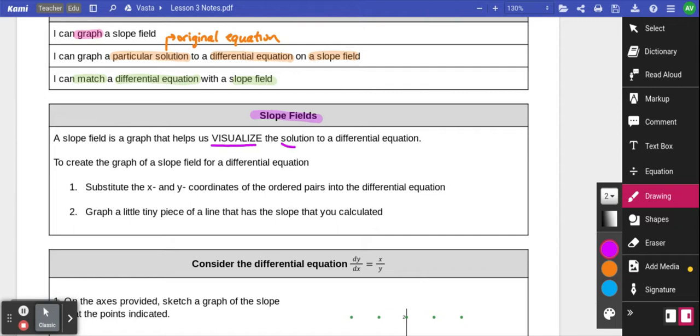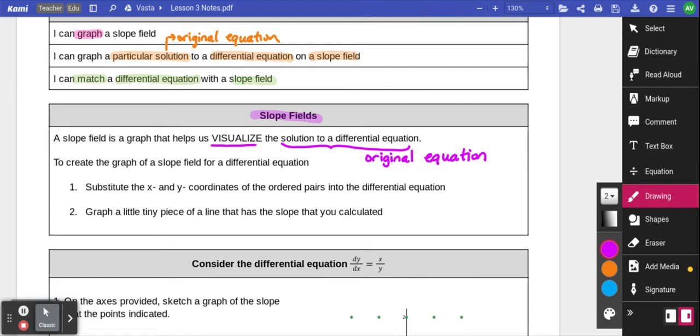Now, remember, the solution to a differential equation is just the original equation. So we are still having the same goal. We're going to be looking for the original equation when we know the derivative. But this time, instead of doing that algebraically, we're going to be finding that by using a graph.